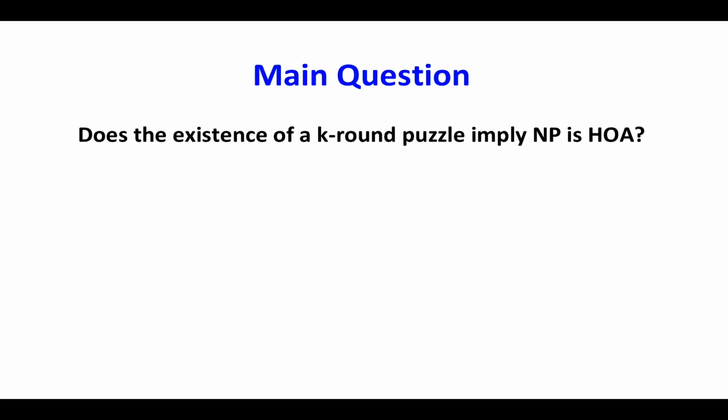All right, so the main question that we're interested in with respect to these puzzles is, do they actually generalize beyond NP? We said 2-round puzzles are basically exactly the same thing as average case hardness in NP. But now we're considering more rounds. Does this actually buy me anything more? Is the existence of a puzzle a weaker assumption than assuming that NP is hard on average?